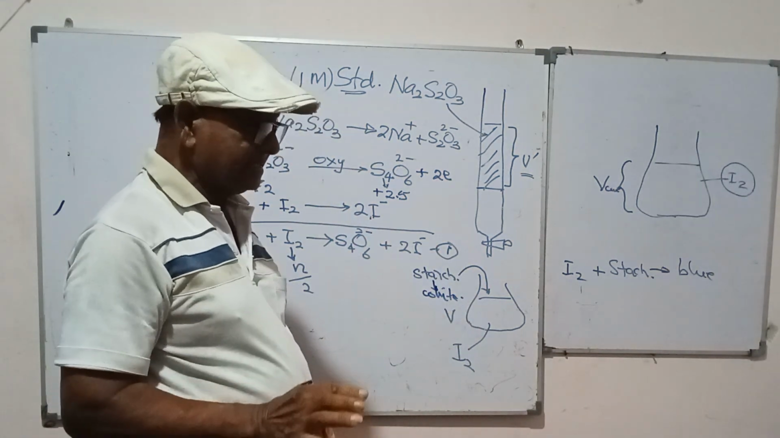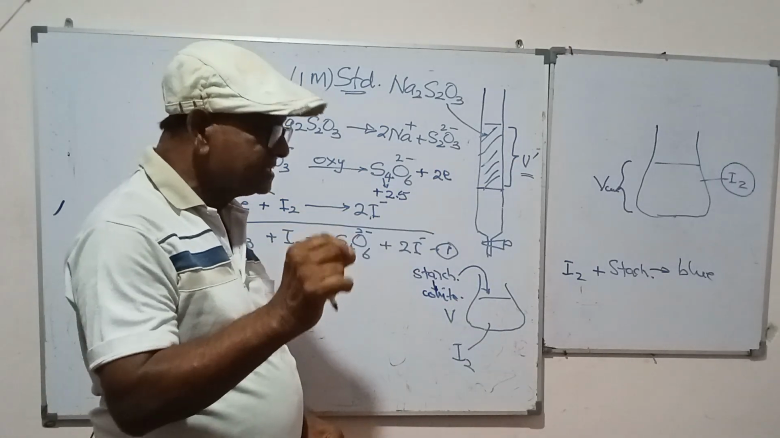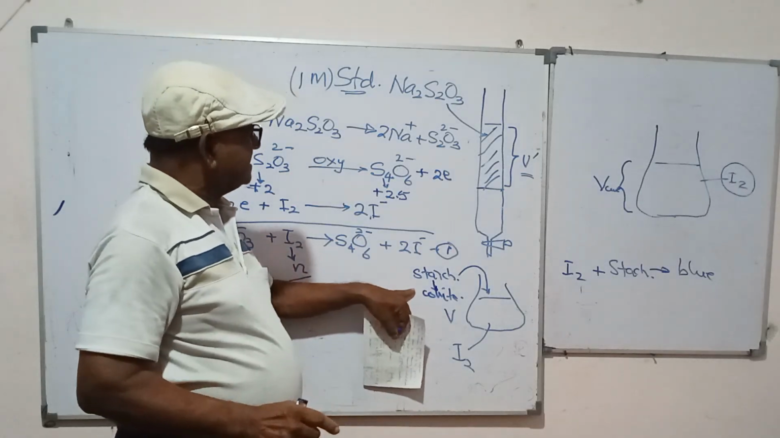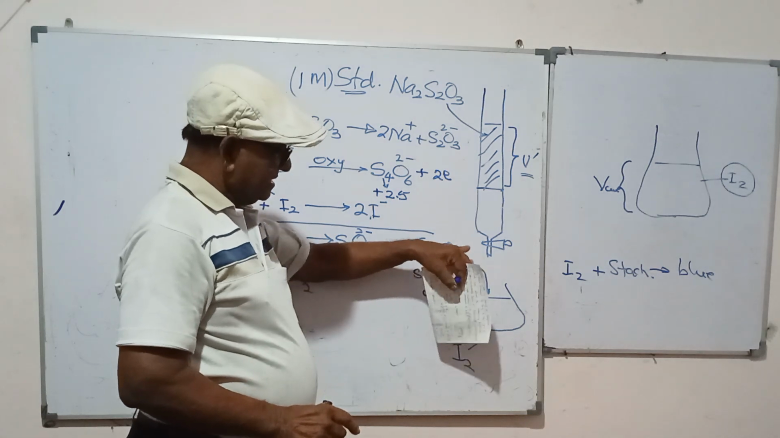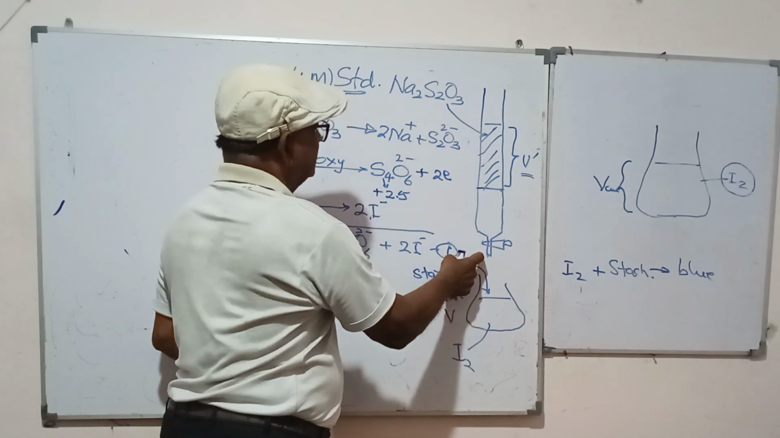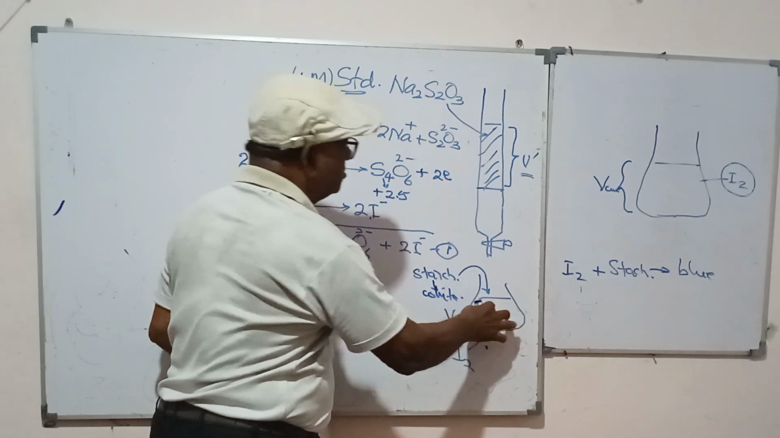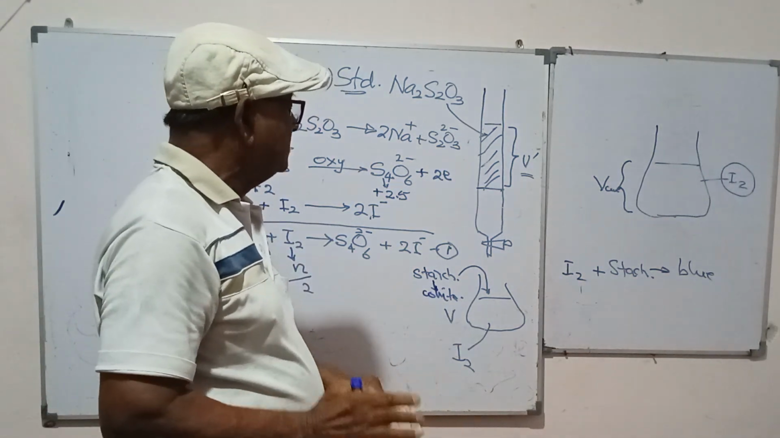Then it is clear that to determine the end point of this titration, we can use starch as the indicator. Then we have to add thiosulfate dropwise until the solution becomes blue to white. Right? This is the iodometric titration.